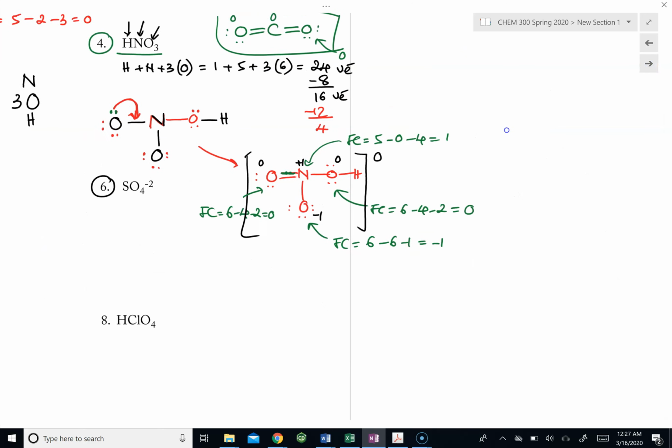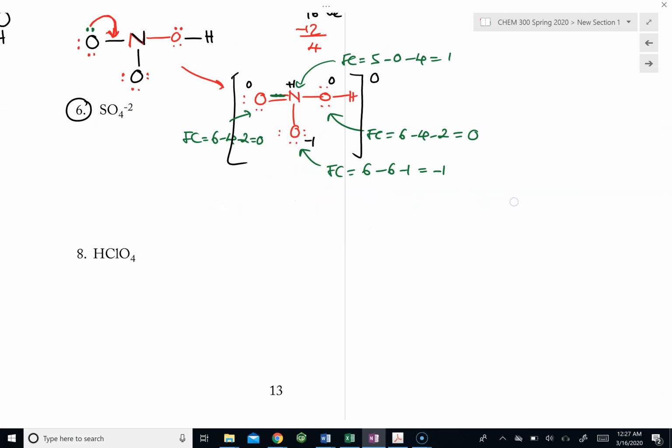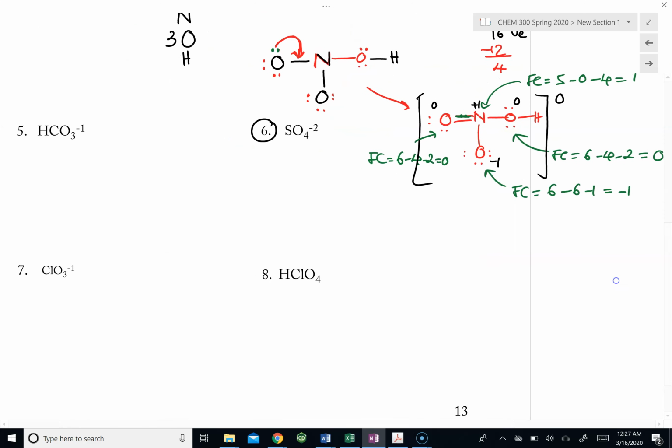Now let's try this next example right here. So this molecule right here is called sulfate. What is the Lewis structure of sulfate? Why don't you take a minute and give this a try first before we go over the answer together. Assuming you have now had a minute, let's go over the Lewis structure of sulfate.